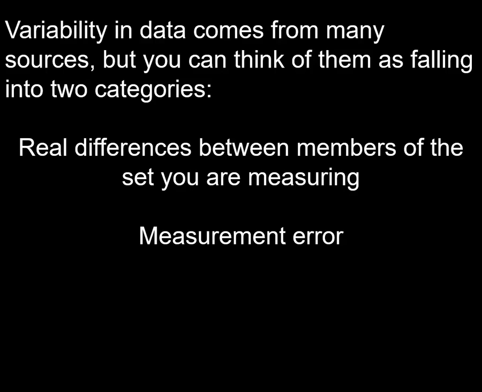One is real differences between members of the set that you're measuring. So in other words, the numbers in your data set are different because the observations in your data set are different from each other. Whether you're observing people or pigeons or geographic areas, whatever it is that you have measured, there's real differences. And so when you go to measure that, whatever your dependent variable is, your numbers come out different. And then there's also measurement error. That is, when you go to measure something, measurements are never perfect. And so there's always some degree of mush or error in the measurement. And that also leads to variability in your data.